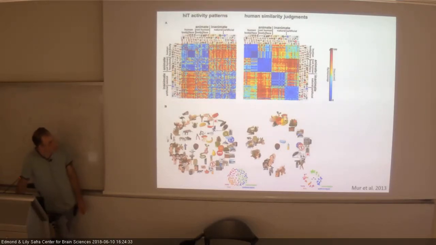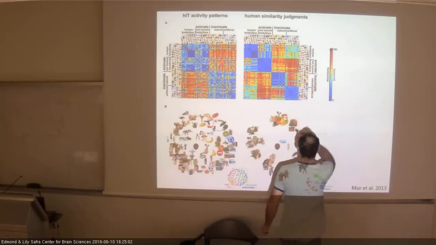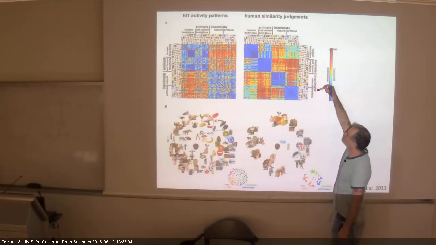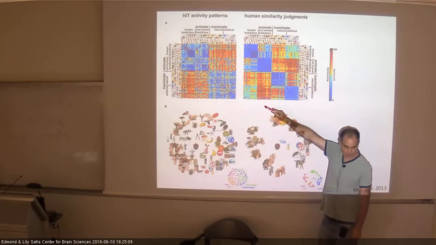Well, first of all, is there the big distinction between animate and inanimate? There's something there, right? It's not as clear as it is in the fMRI data, but it's there. But you can actually say it's even more concise, okay? Because there is an animate-inanimate difference, but within the inanimate there's also another big difference, this difference. So within the inanimate, there's a natural and artificial distinction that is not there in the fMRI data, okay?